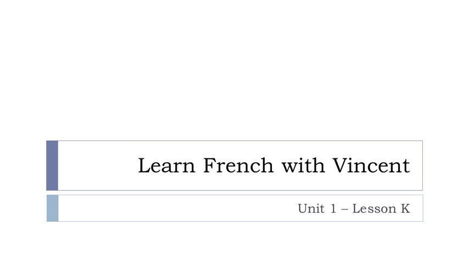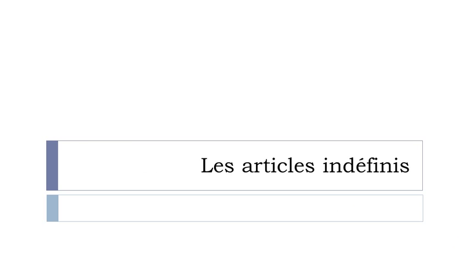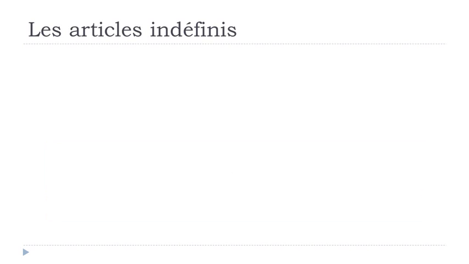Okay, so let's see what we'll discover in this lesson together. We'll discover les articles indéfinis, so indefinite articles, so in English there is only one and it's a or an, okay, and in French we've got always the difference between the masculine form, the feminine form and the plural form, as we saw in the previous lesson, remember, for the definite articles. Okay, it was the same. Okay, and in this lesson, so article indéfini, well, it's the same.